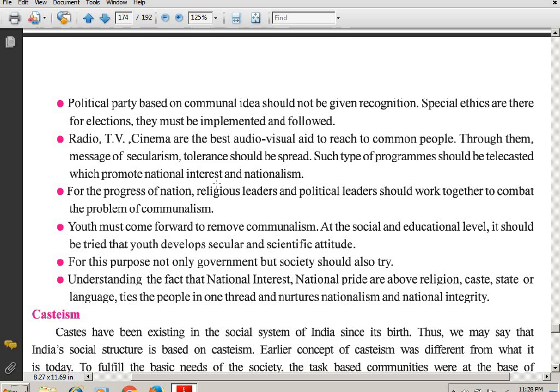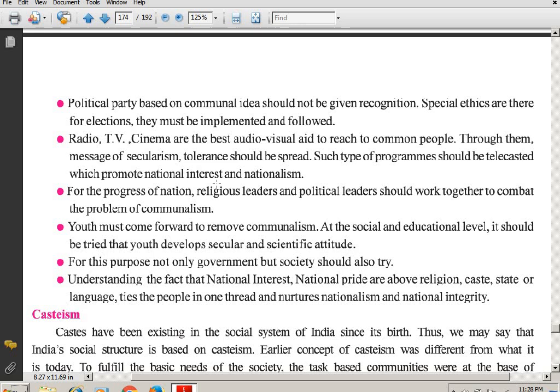Such type of program should be telecasted which promotes national interest and nationalism. So students, what is it that we said? Through TV, cinema, radio, these are the best audiovisual aid to reach common people, and through them we have to give the messages of secularism and tolerance. Also, such type of program should be telecasted which promotes national interest and nationalism.